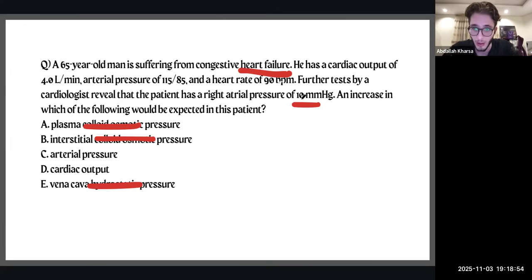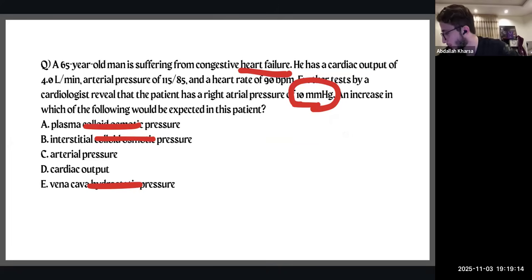He has congestive heart failure and his right atrial pressure is increased. What happened? What's the reason? Okay, E, but why? Why is it the E? I want you guys to understand it. He has heart failure and his right atrial pressure is increased. Why is the right atrial pressure increasing?